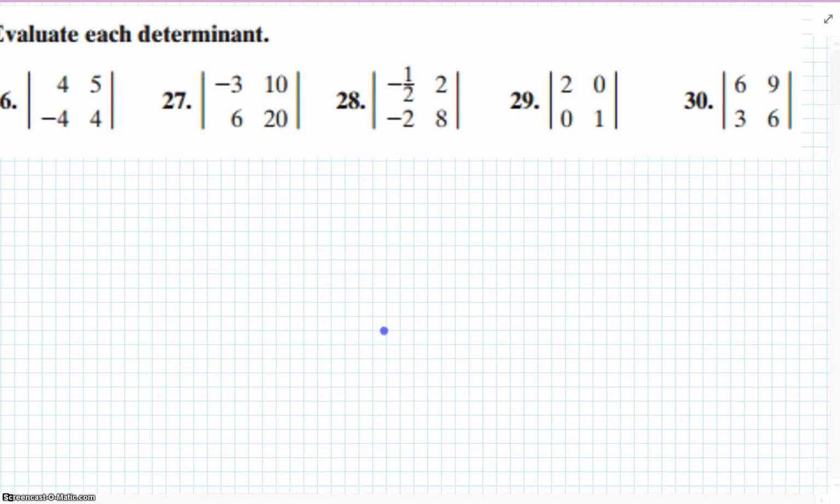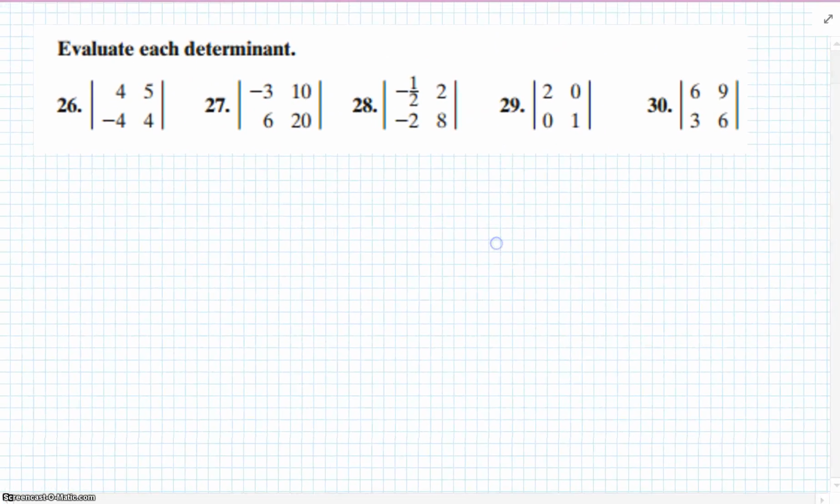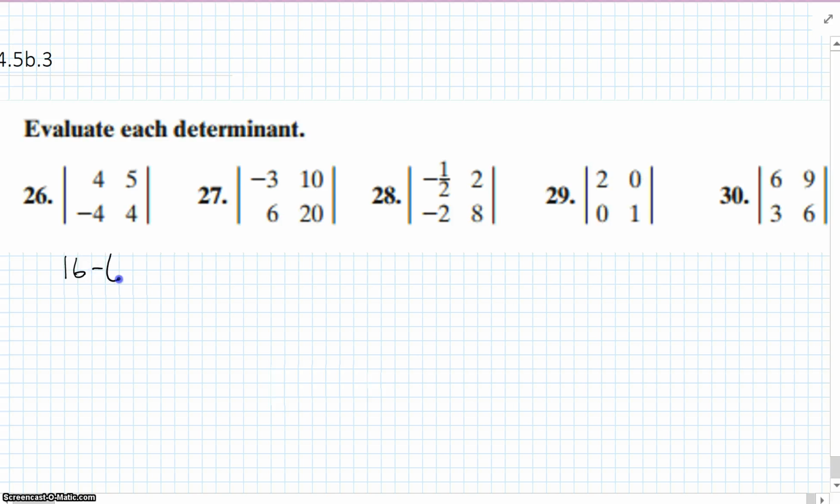Real quick, let's evaluate the determinant of each of these. So we're going to do it really fast. We're going to cross multiply, so it's going to be 16 minus negative 20, which would be 36. It's going to be negative 60 minus 60, so it's going to be negative 120.